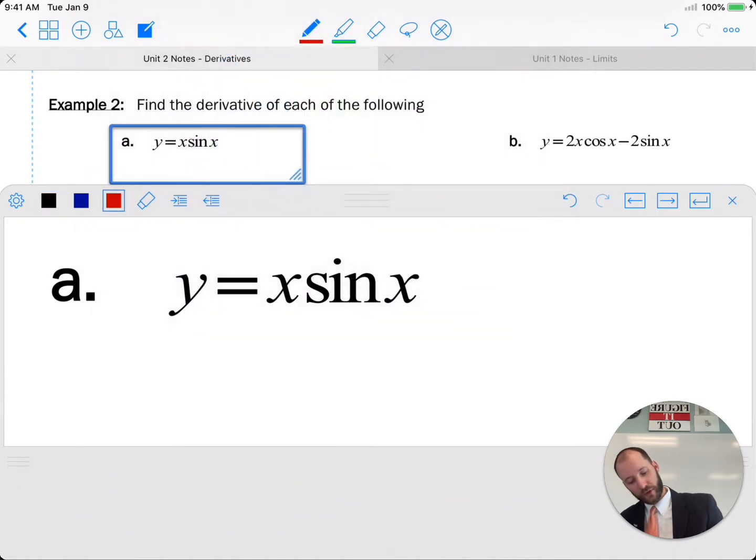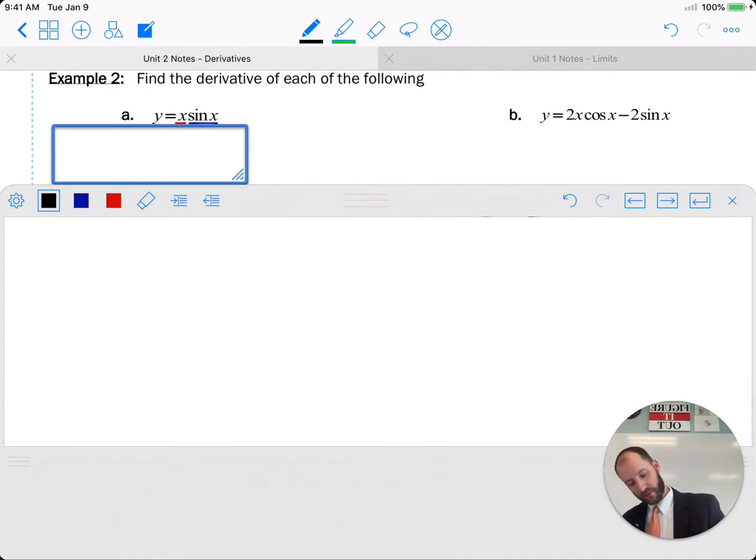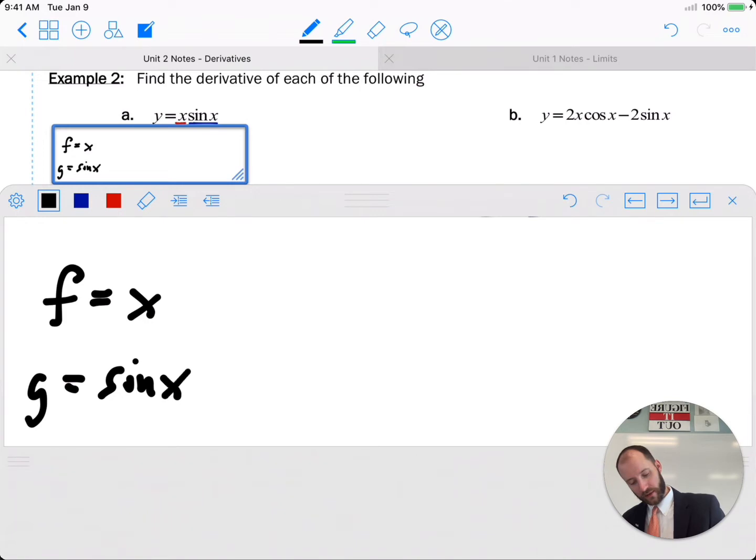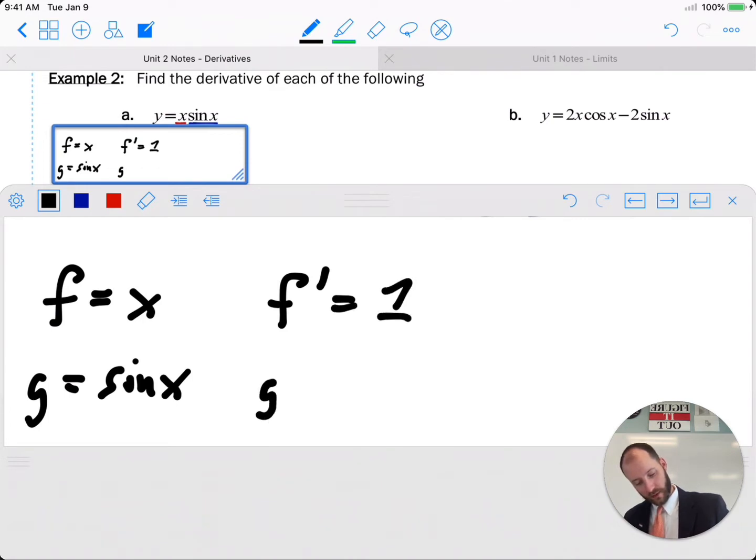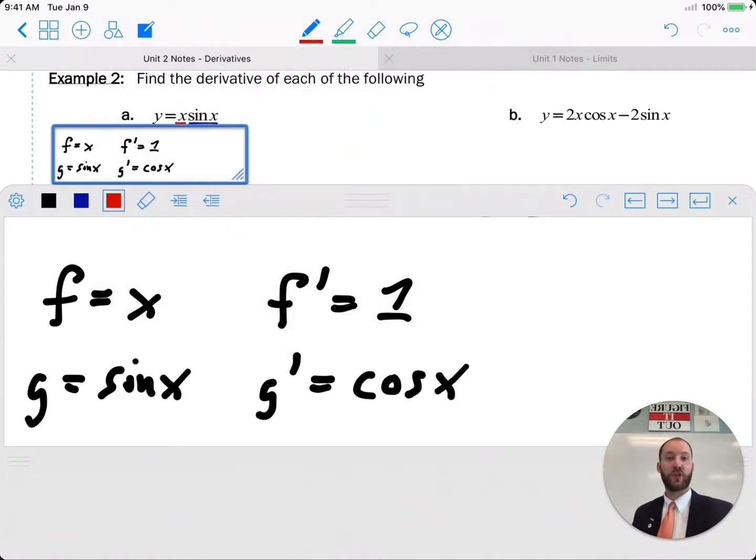So we have our first function, and then we have our second function, x times sine of x. So let's see, f is x, g is sine of x. So now get your puzzle pieces. F prime is 1, g prime is cosine x. And then put your puzzle pieces together.